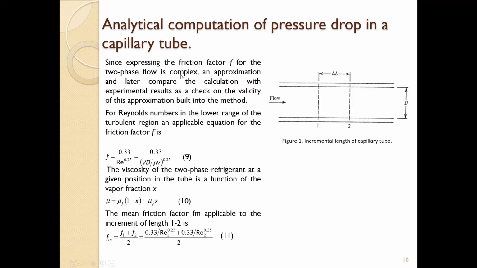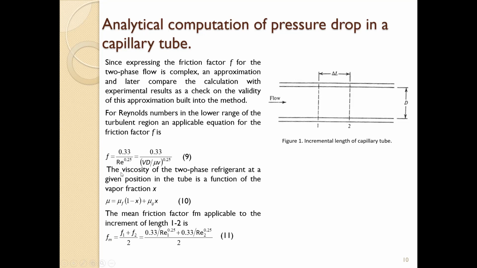Now, since expressing the friction factor f for the two-phase flow is complex, hindi ito makukuha sa Moody diagram. So an approximation is used and later compare the calculation with experimental results as a check on the validity of this approximation built into the method. For Reynolds number in the lower range of turbulent region, an applicable equation for friction factor f in the lower range of turbulent region, that's mga 4,000, 5,000, 6,000, f is equal to 0.33 over Re to the 0.25, which is 0.33 over (VD over mu v) to the 0.25.